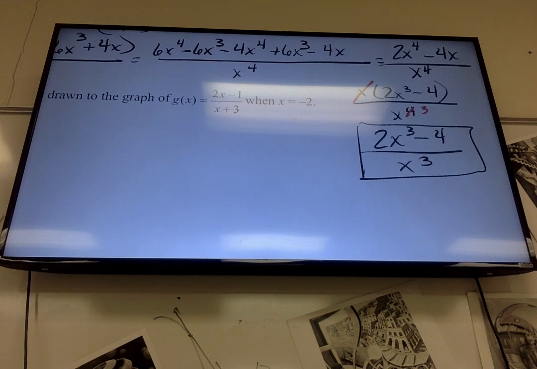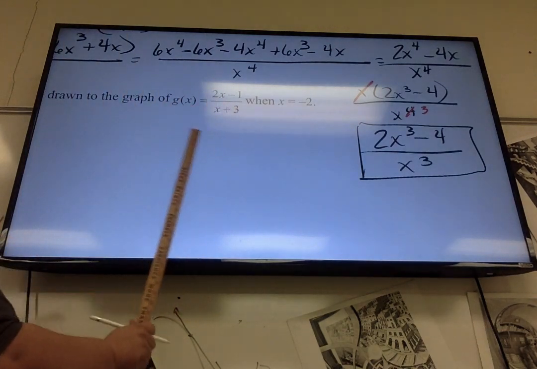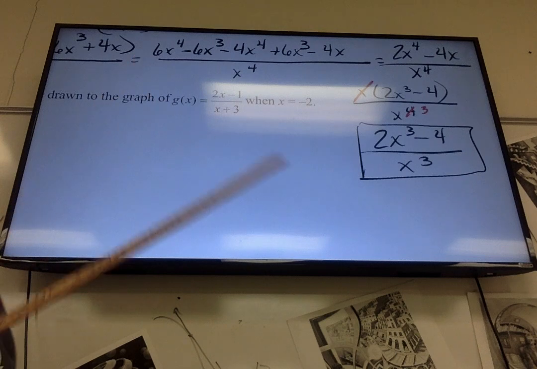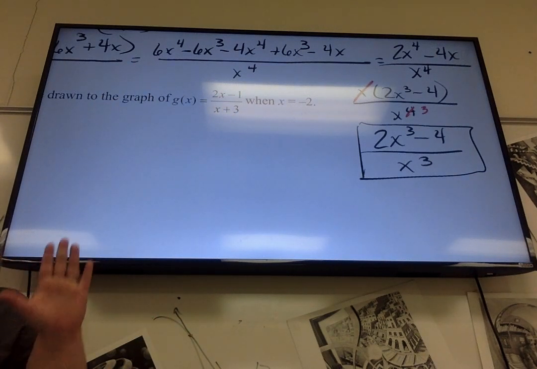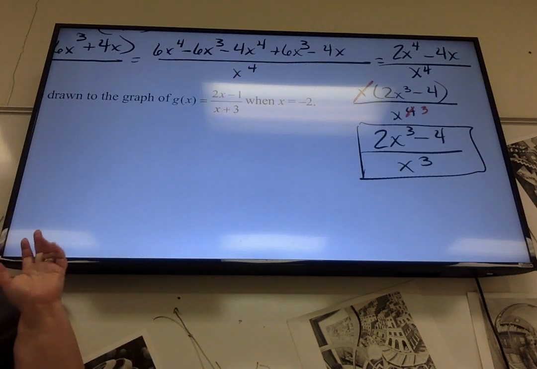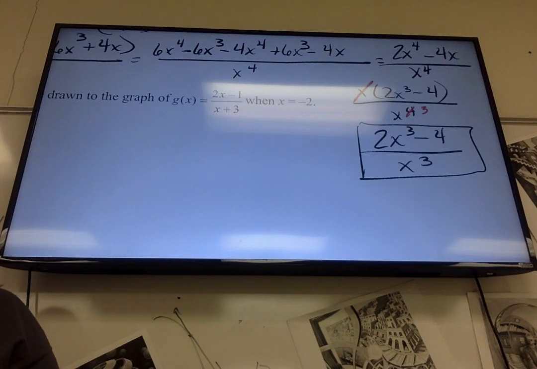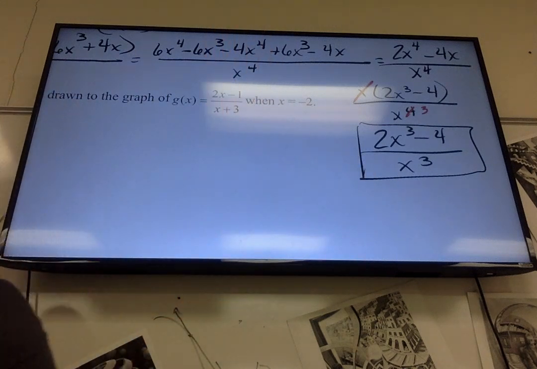So now this next problem, we're going to find the equation of the tangent line drawn to the graph of g of x. Notice g of x is a binomial divided by a binomial. Since I'm dividing by something that is not a monomial, meaning it has an addition or a subtraction sign in the bottom and a variable, then I have to use the quotient rule. Have to. There's no way I could do it any other way.